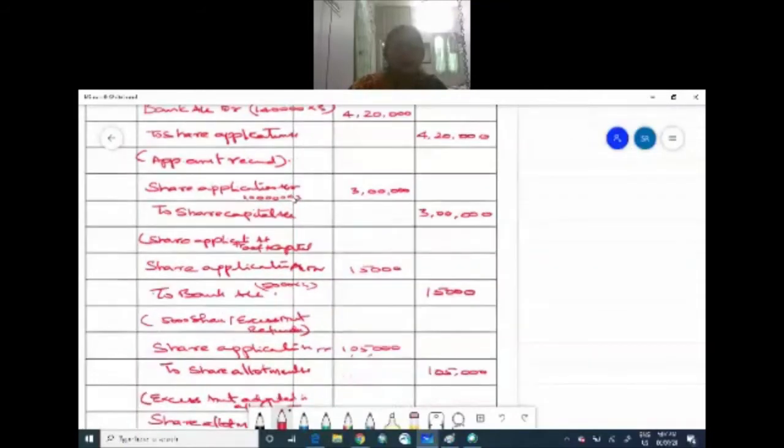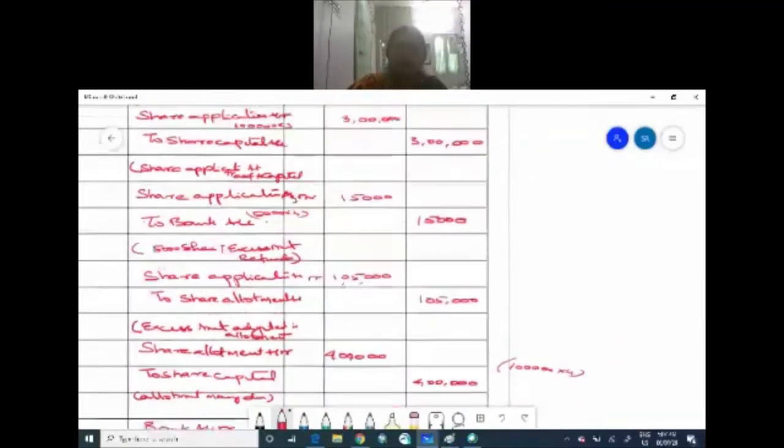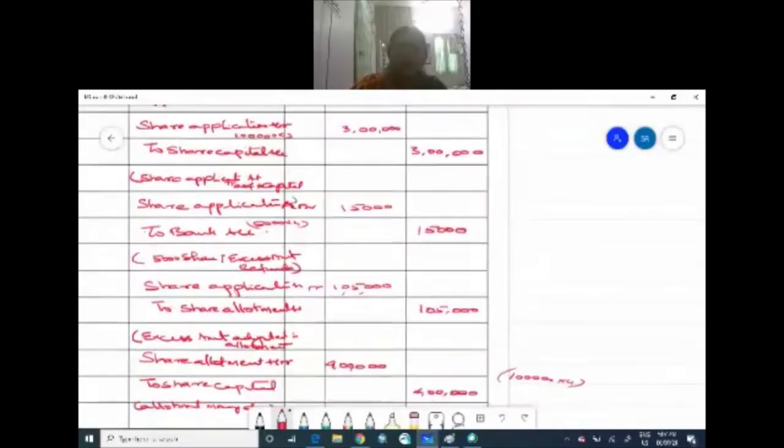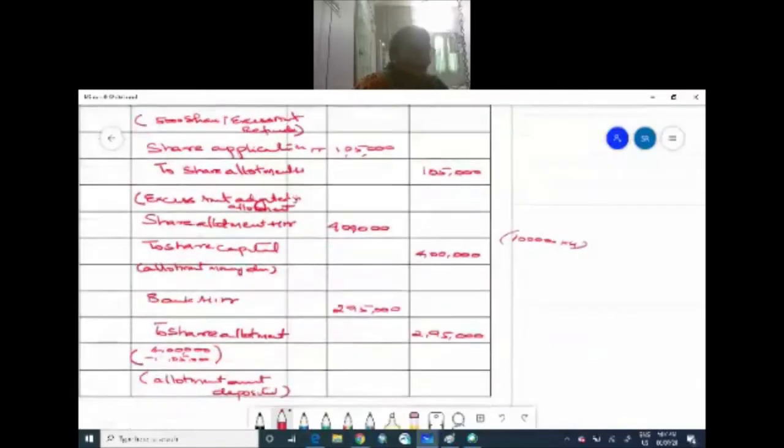Right? Now see the problem once again. You can see here your bank account related to share application 4,20,000. It goes in your bank. Actually, 3 lakh should go. 5,000 you're rejecting, and 1 lakh 5,000 you're transferring into your allotment account. So your total comes to 4 lakh 20. Then actual amount on allotment due is 4 lakhs. The amount transferred is 2 lakh 95,000 because we already adjusted in allotment.